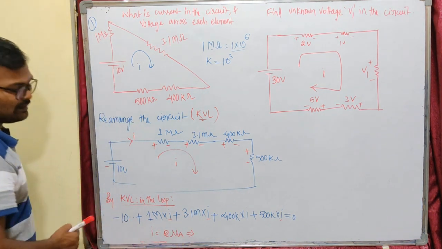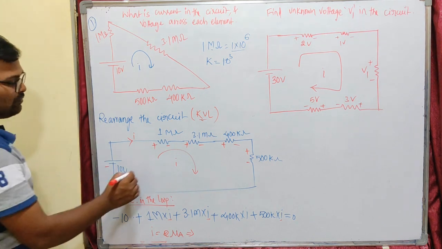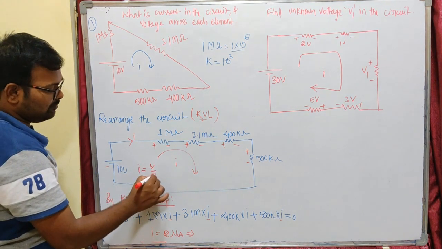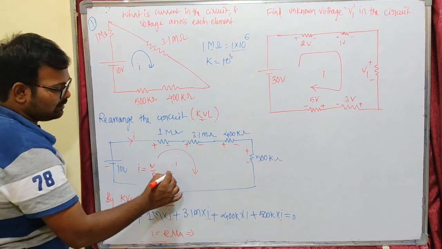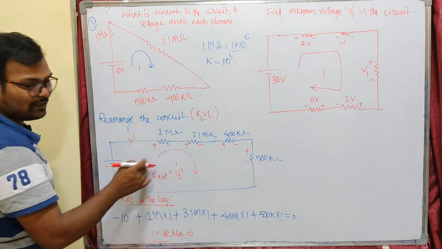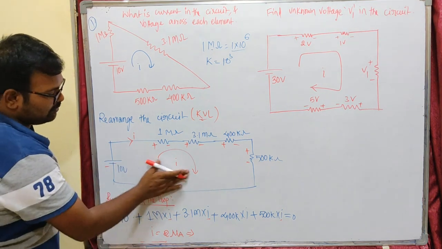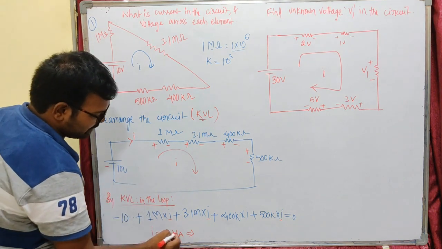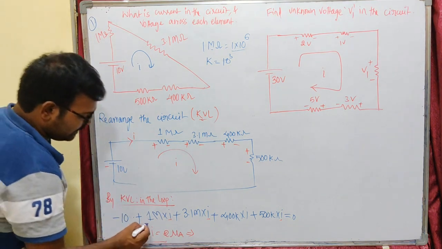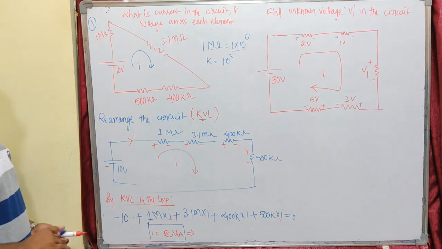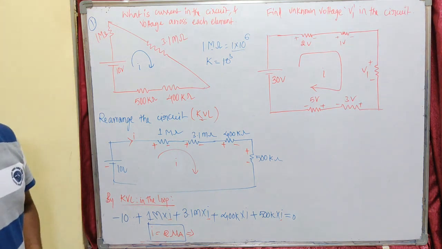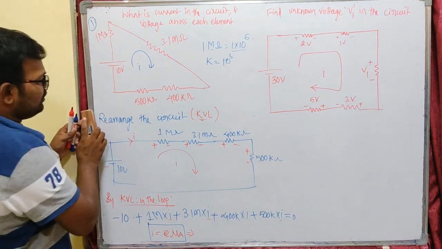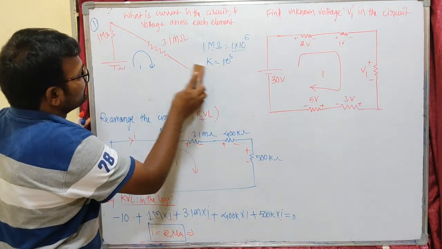Current is V by R, so if resistance is 10 power 6, the current will be 10 power minus 6, the reciprocal of resistance. So the order of current will be in microamperes. Micro means 10 power minus 6. So the current we have obtained in this expression is 2 microamperes. And we need to find the voltage across each element here. For that I am going to erase this, and then find the voltage across each element.